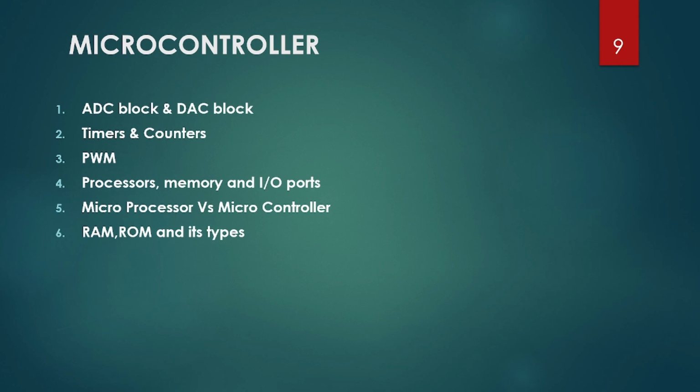A microcontroller consists of analog to digital converter blocks and digital to analog converter blocks, timers and counters. We also have PWM, processors, memories and IO ports, microprocessors and microcontrollers. It also consists of RAM, ROM and various types.